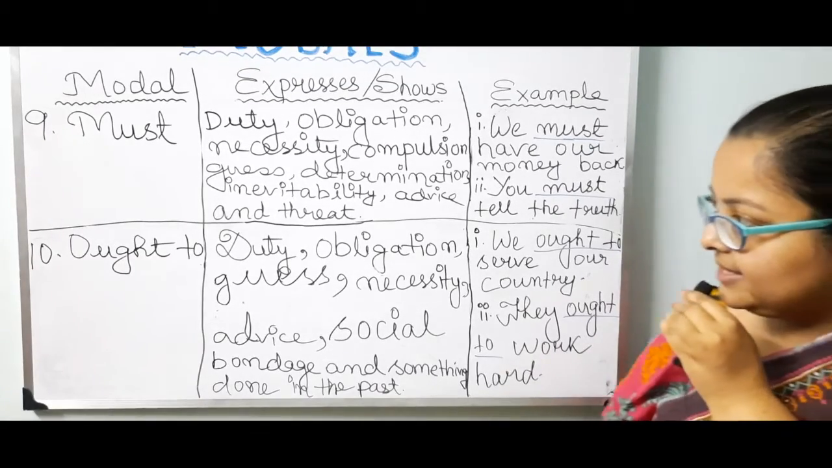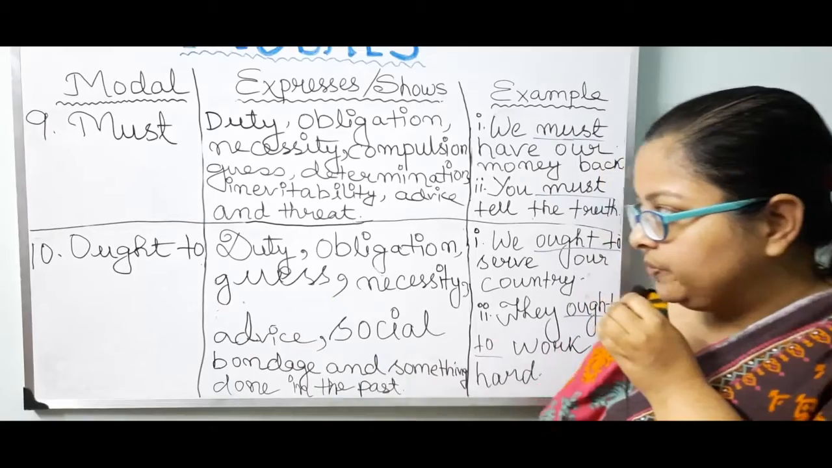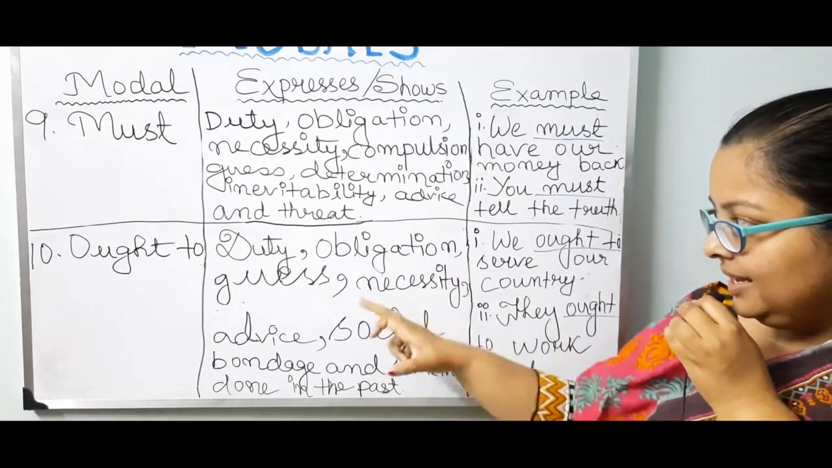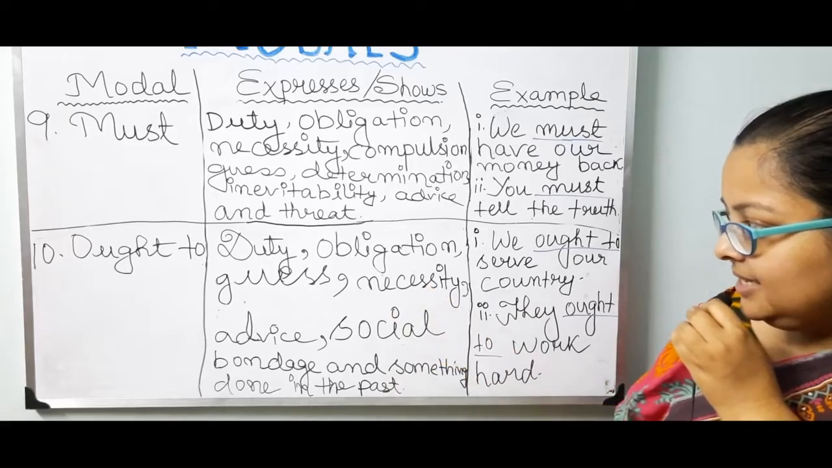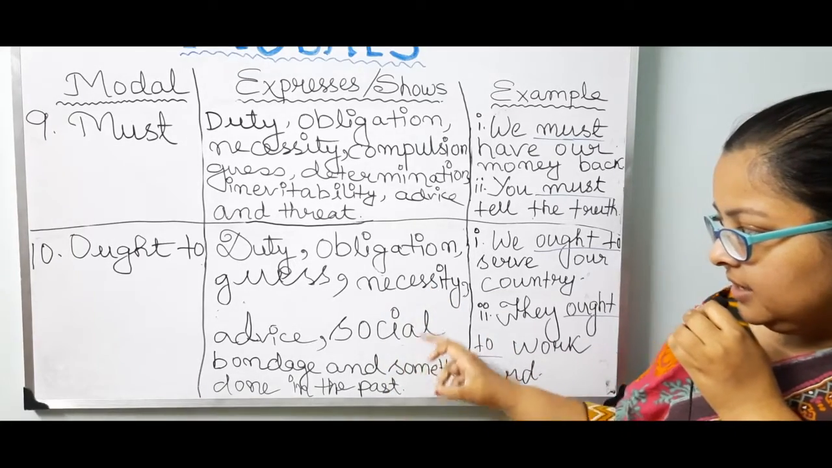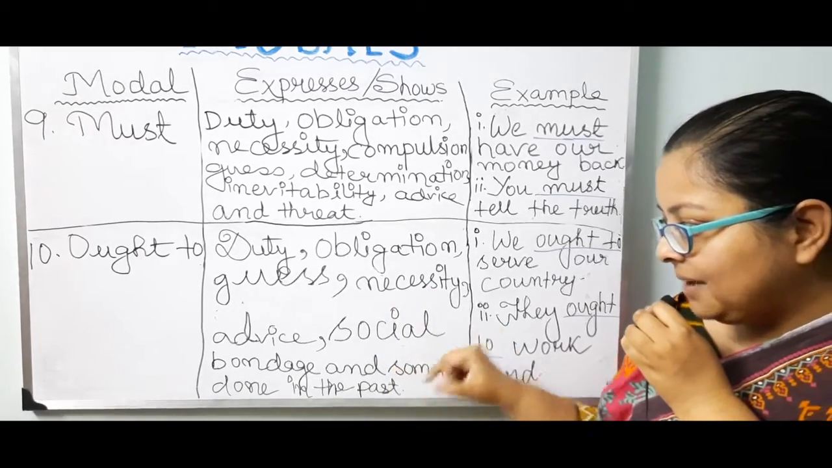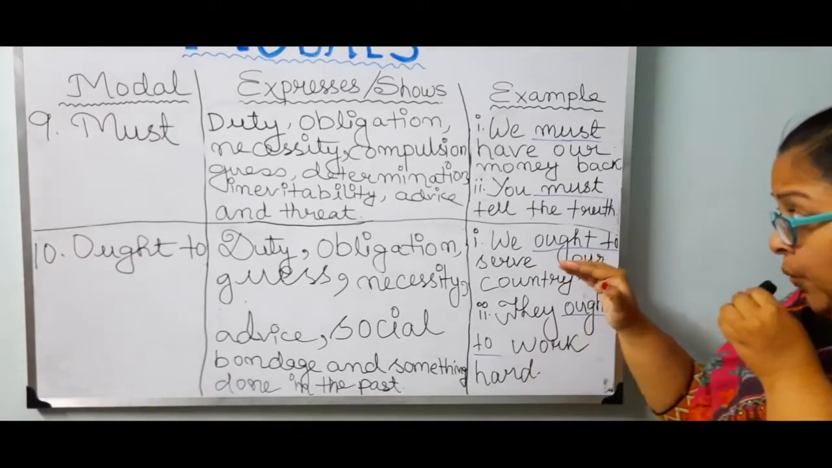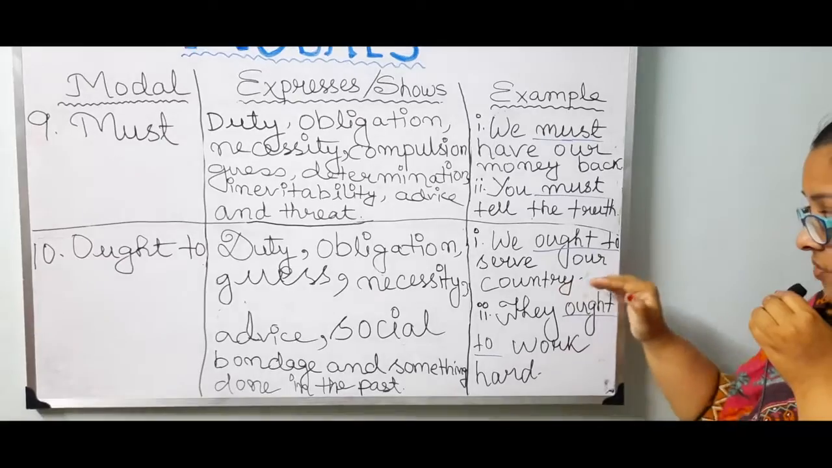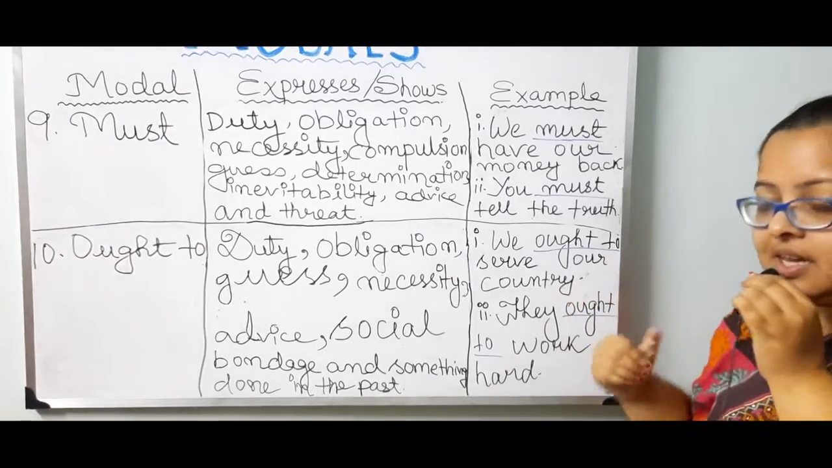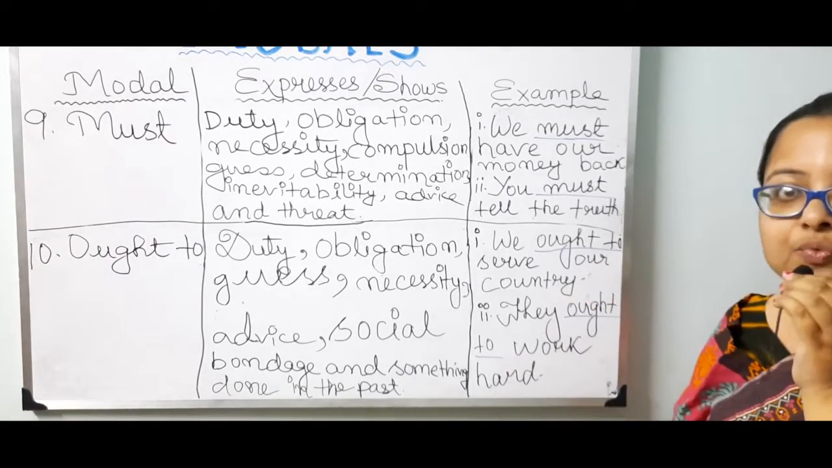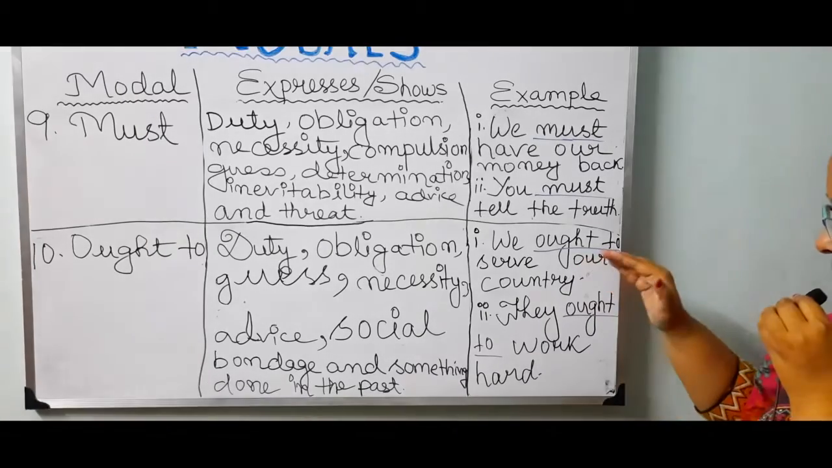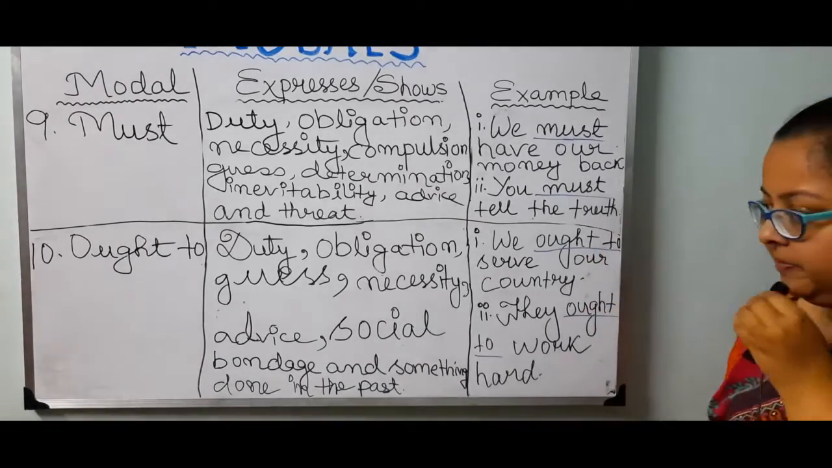Next, number 10, ought to. It expresses duty, obligation, guess, necessity, advice, social bondage, and something done in the past. Number 1, we ought to serve our country. So, it's a duty that we should carry on. We ought to serve our country.